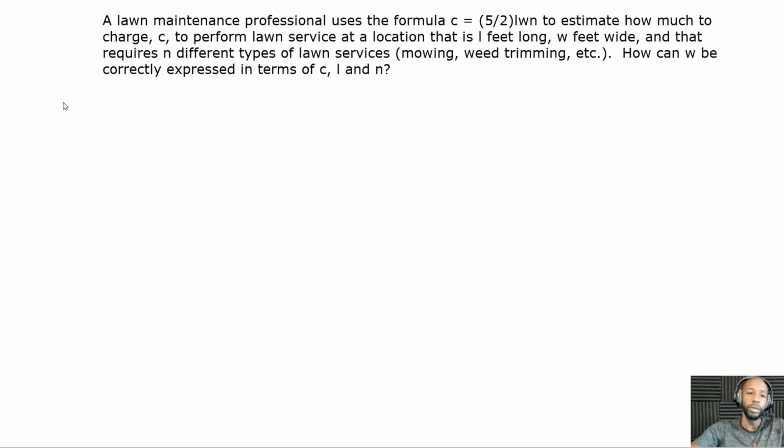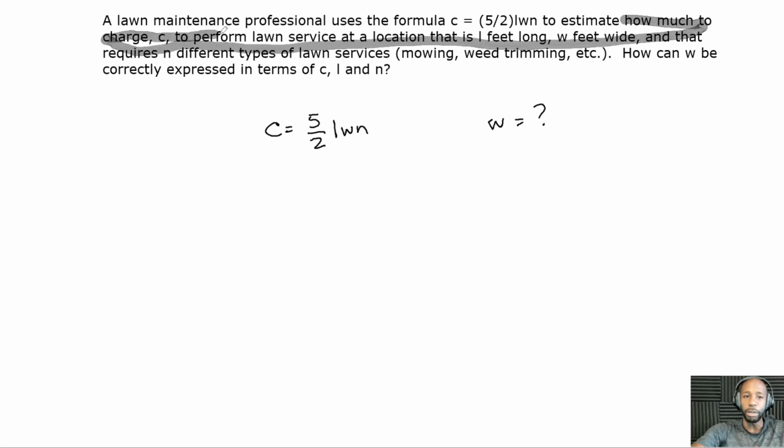Okay, so first thing I'm going to do is rewrite this. So C is equal to 5 halves L, W, N. We want to know what is W expressed in terms of C, L, and N. Now, the key to this is something that shows up a lot with the SAT, and that is that you need to understand that basically all of this information right here is unnecessary for solving this problem. All of it is.